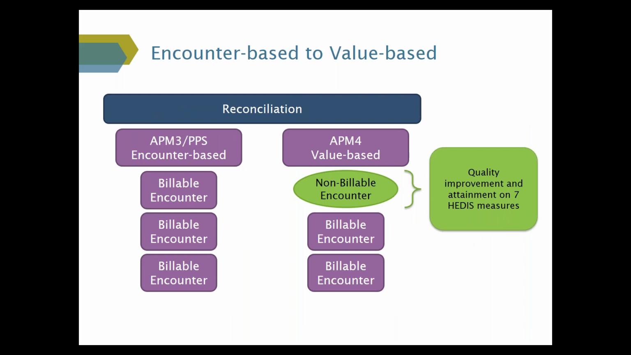So when it comes to our reconciliation process, there's two parts that we've gone over previously. Under an encounter-based system, you receive each of your billable encounters, and we reconcile to those encounters. Under the APM4 payment methodology, we still reconcile to those billable encounters, but we've converted to a per member per month amount, and you're able to retain that benefit for essentially those non-billable encounters by virtue of performing on your quality measures. And those are the same measures that are in the Apple Health contracts for the 1% withhold.